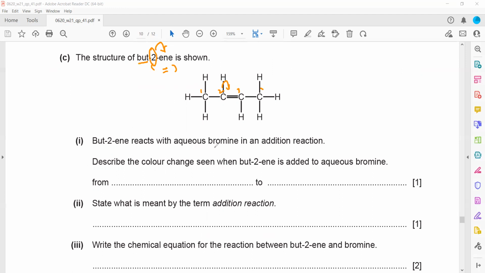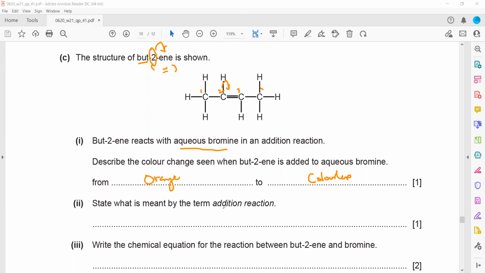So butene reacts with aqueous bromine. This is also a test to identify an alkene. When we add aqueous bromine, originally it is orange in color. But when it reacts with alkene, it will turn colorless. So remember, any alkene, even butene, pentene, hexene, reacting with aqueous bromine will always decolorize it, or remove the color of the bromine.